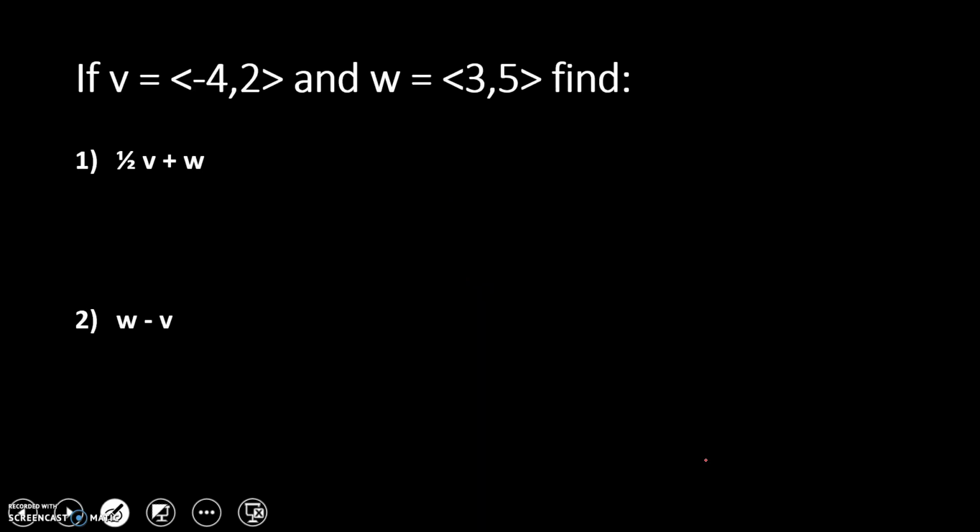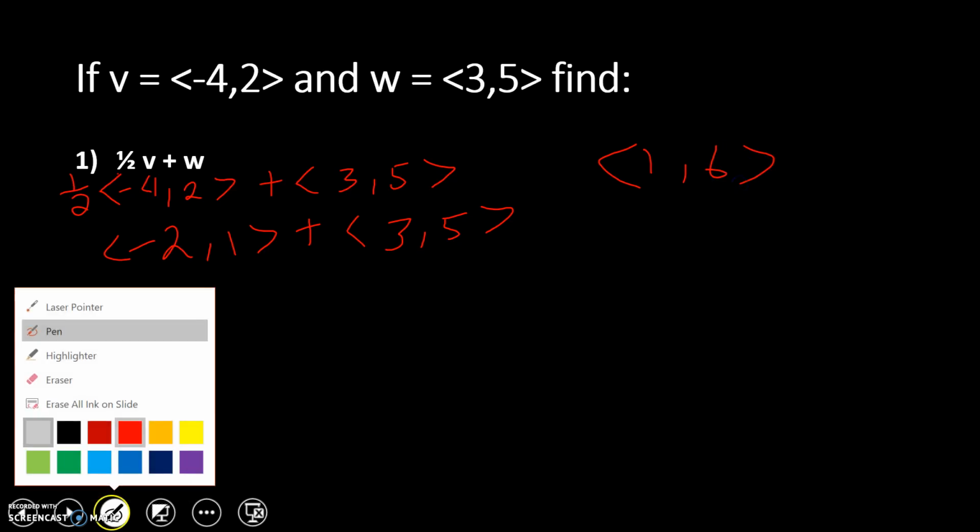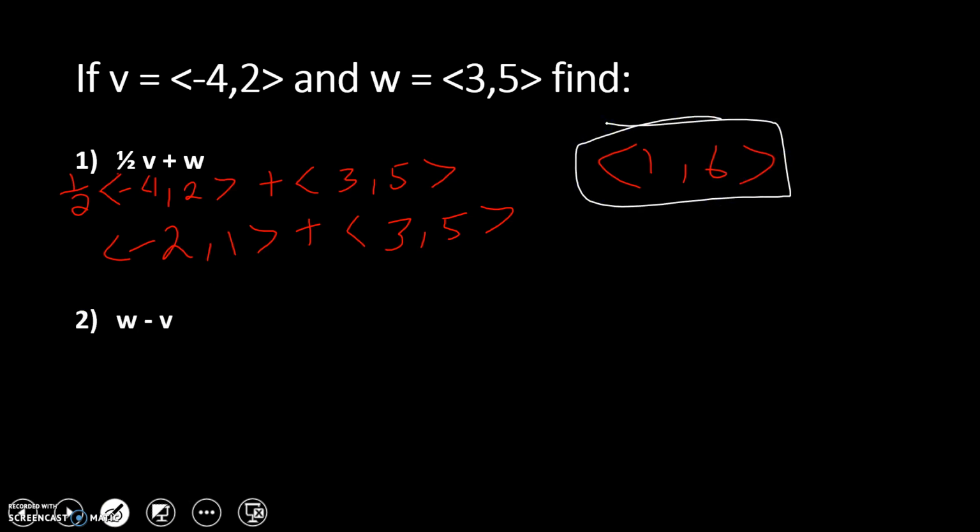So you have to perform operations on vectors, and here's the first one. You have 1/2 v plus w. So all that it's saying is you take 1/2 of v, which is <-4, 2>, and you add it to w, which is <3, 5>. So this gives us <-2, 1>. You add it to <3, 5>. So -2 plus 3 is going to be 1, and 1 plus 5 is going to be 6. So <1, 6> is going to be your answer.